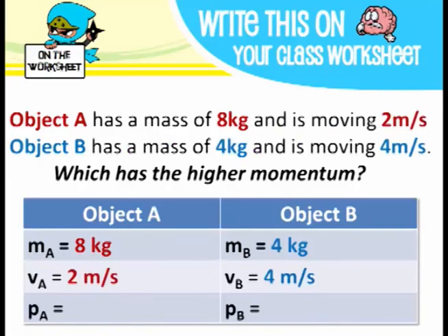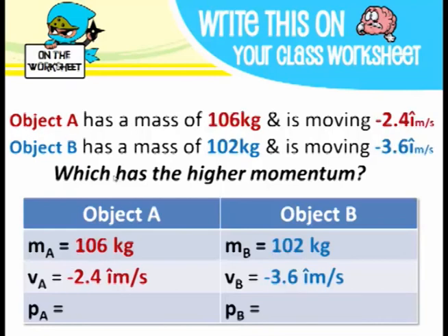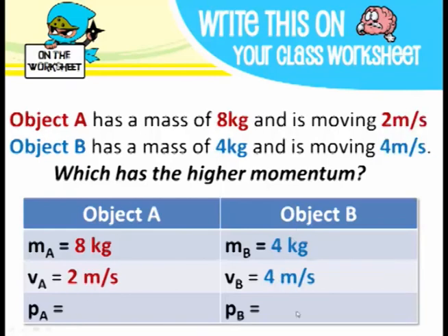Alright, question number 3. Again, I filled the chart out already for you. Object A has a mass of 8 and it's moving at 2. Object B has a mass of 4 and it's moving at 4. Remember, we're multiplying these two numbers. Eight times 2 is 16, 4 times 4 is 16, therefore they have the same momentum.